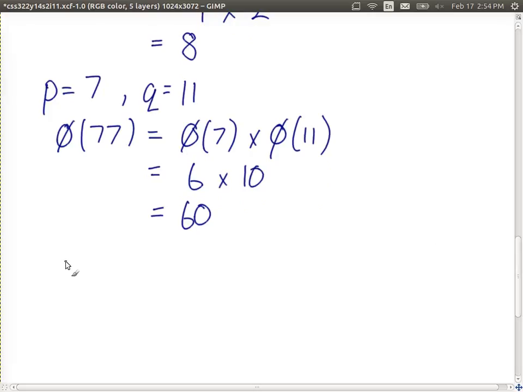One more example. Solve the totient of 143. And I'm not so mean that I'll require you to check 1 up to 142. Try and look for a shortcut in this case.